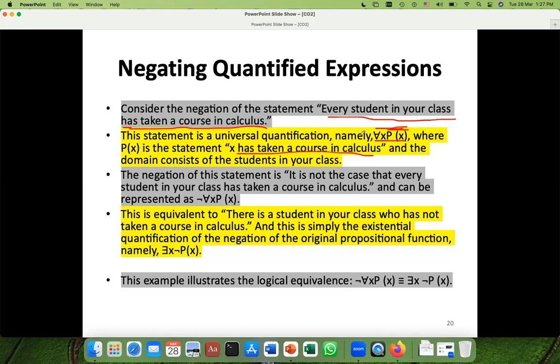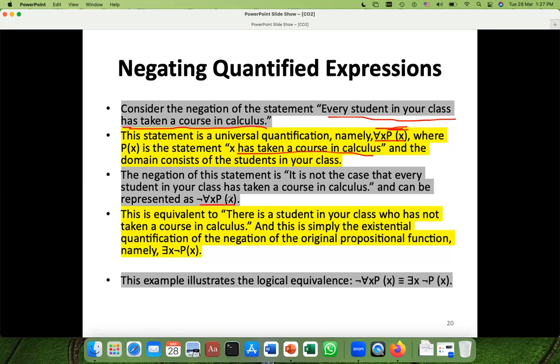Okay. So here, after writing it, we are informing that P(x) is a statement. What is that statement? x has taken a course in the class. And this one is a universal quantifier for the variable x. And what is the negation? For negation, you can use the negation before this whole mathematical expression, like that.